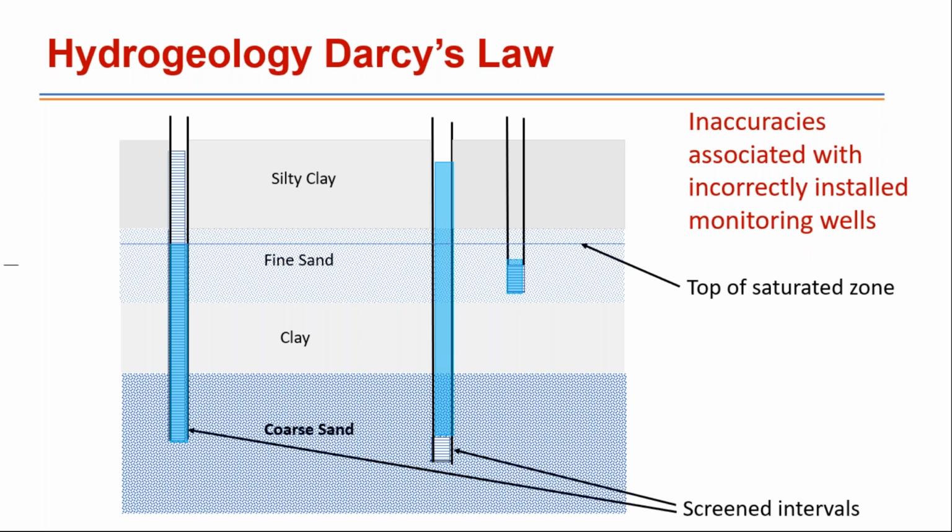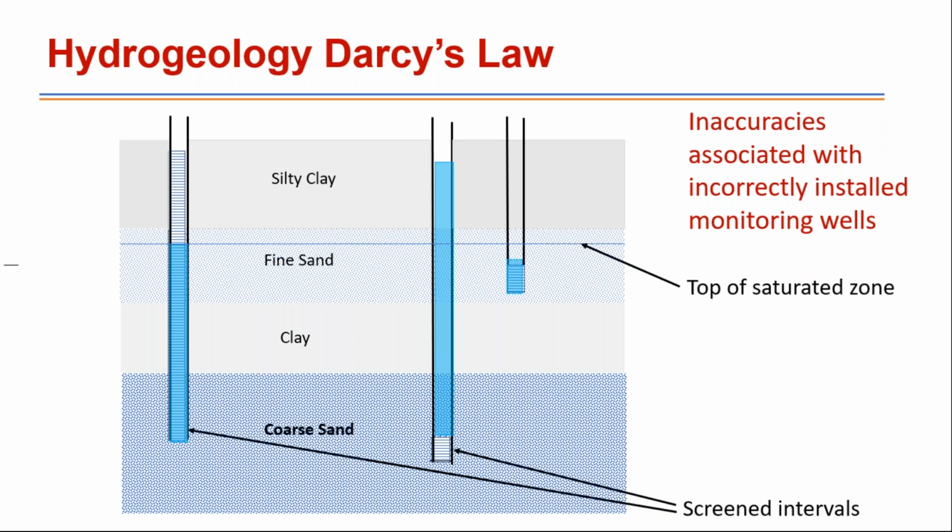What this screen is showing you is that the water level in the well is actually the same as the water level in the fine sands. However, if you have correctly developed monitoring wells, if you look down at the coarse sand, it's a confined aquifer, and your potentiometric head is above the water table. This is potentially called an artesian aquifer, and so that's important.